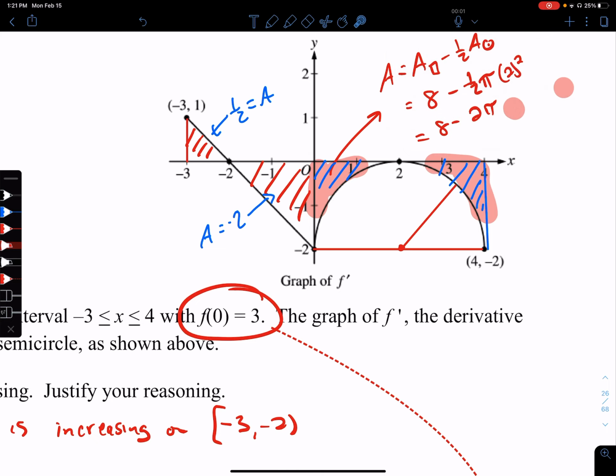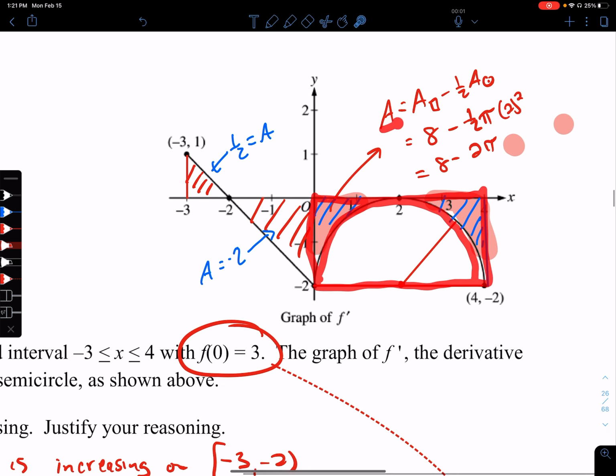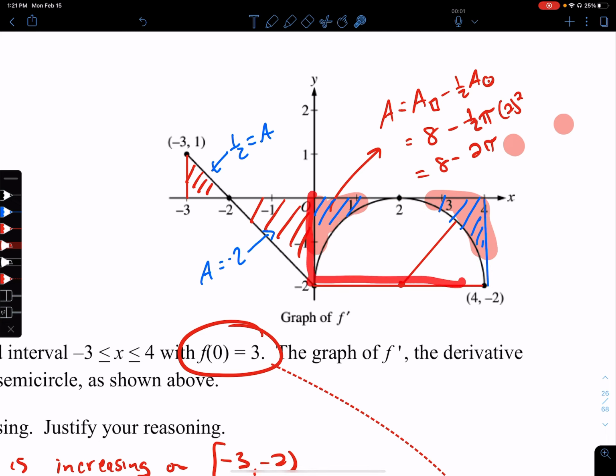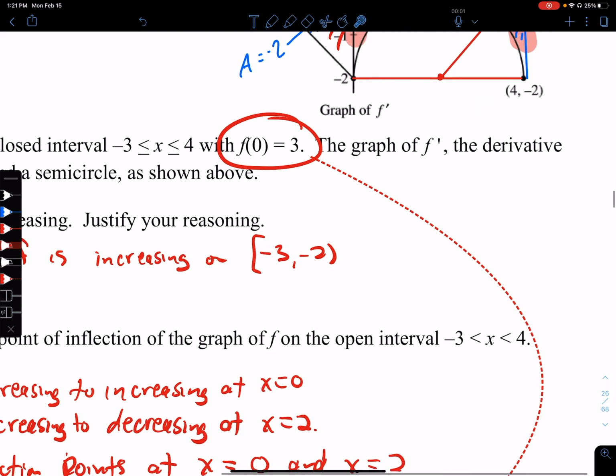But we do know that this is a rectangle. And if we get rid of the semicircle, that'll give us the area that we want. So the area of this shaded part here is going to be the area of the rectangle minus half the area of the circle, the semicircle. This is 2 by 4, so the area of the rectangle is 8. The radius of this circle is 2. So 2 squared is 4, half of 4 is 2. Area of the semicircle is 2 pi. Area of the rectangle is 8. So the area of the shaded part is 8 minus 2 pi.